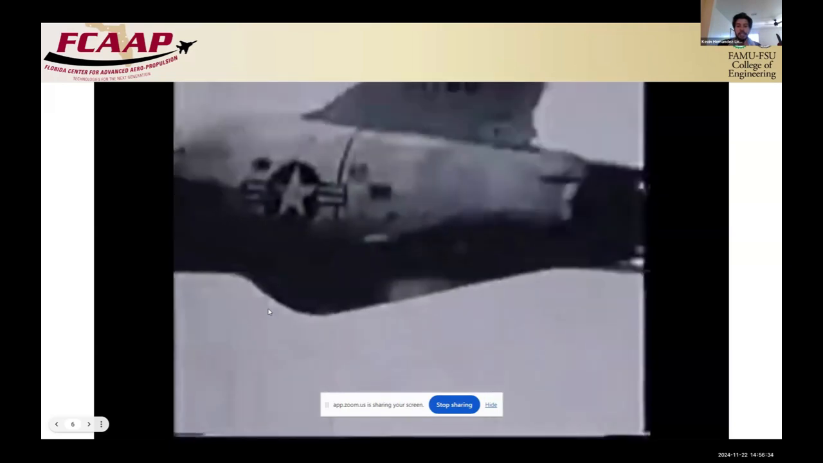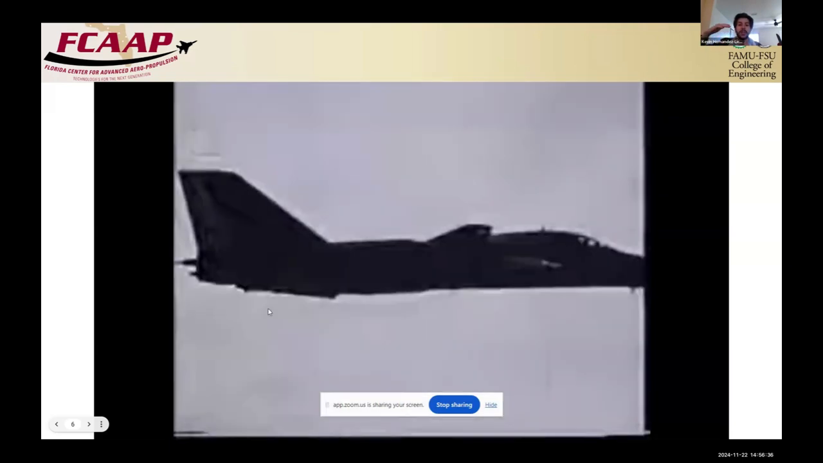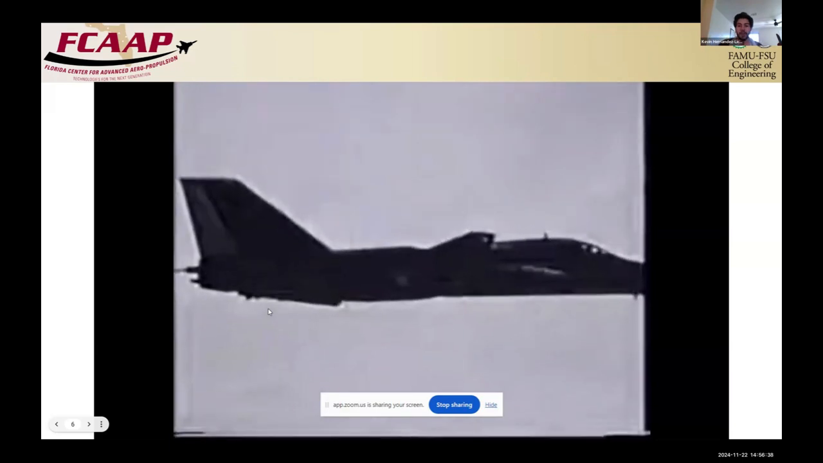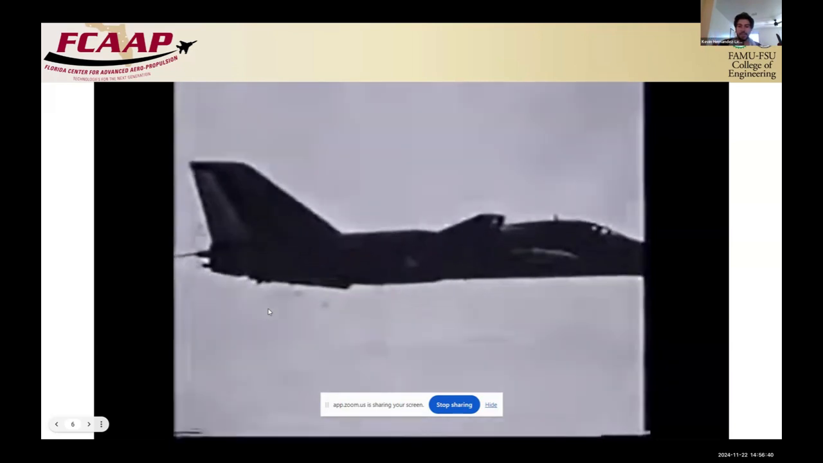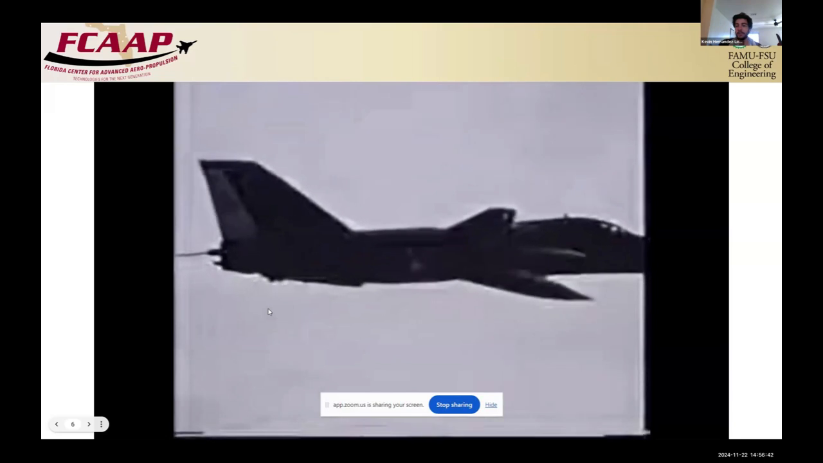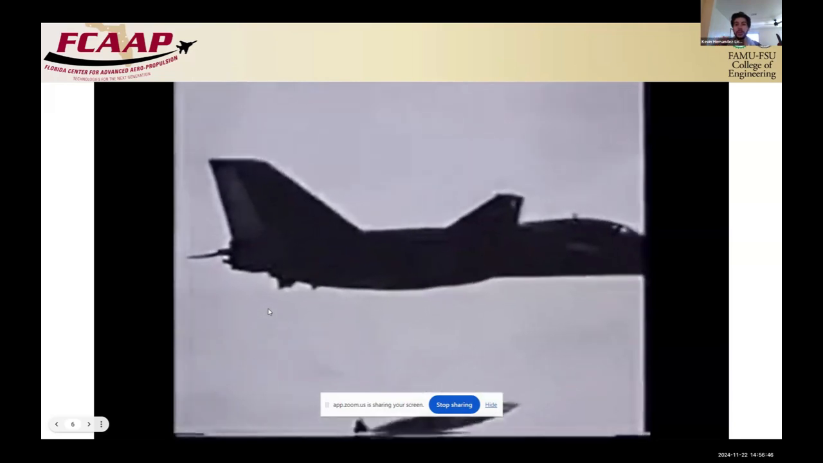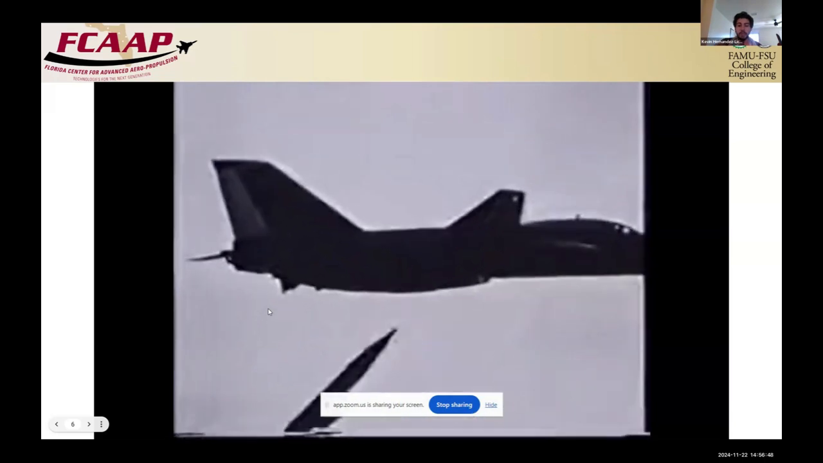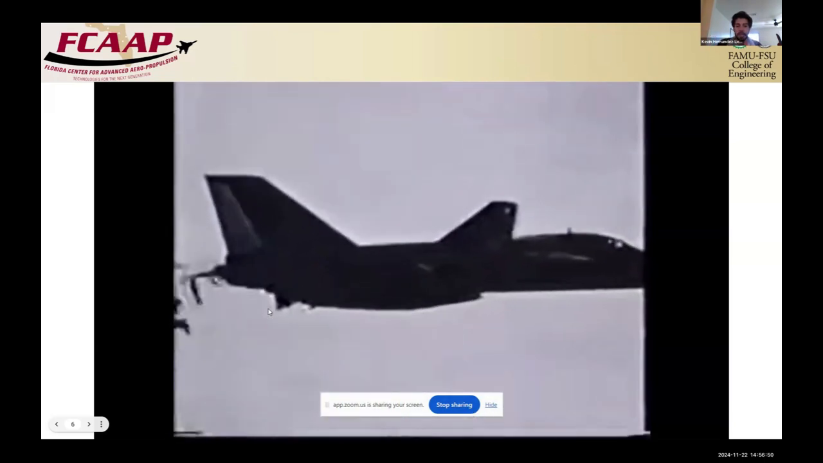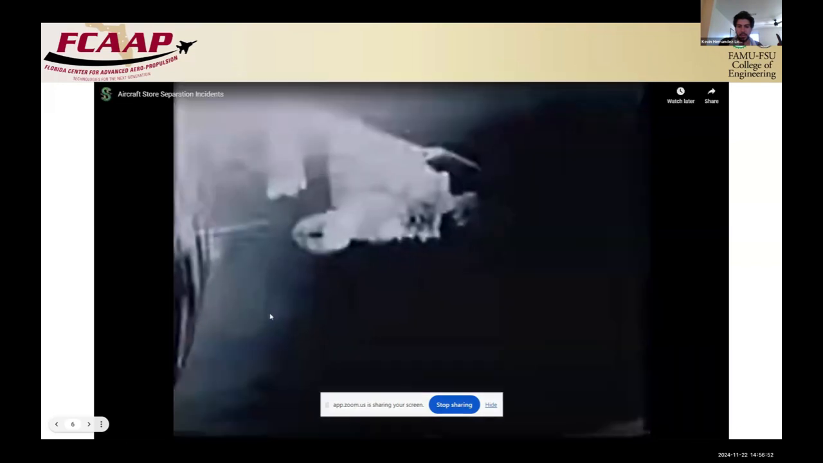So one of the main dangers is the store releasing from the parent aircraft and then coming back up, not being able to go where it wants to due to the unstable flow field, and then hitting the parent aircraft back.